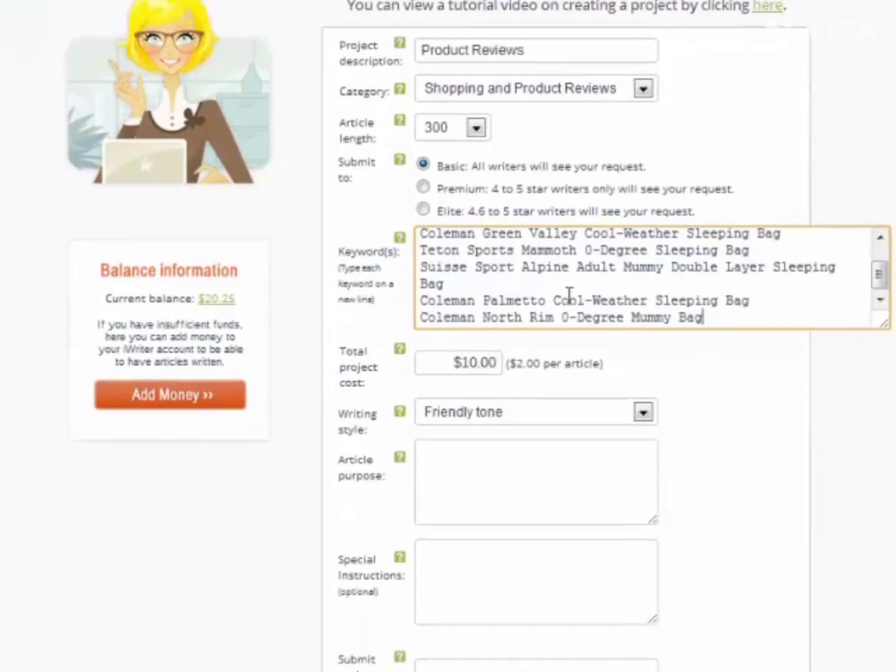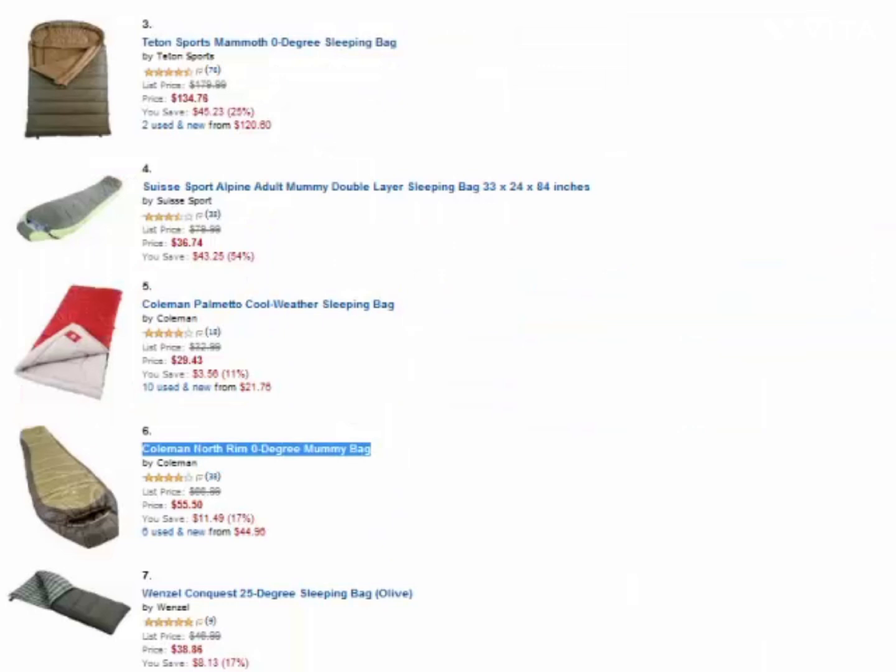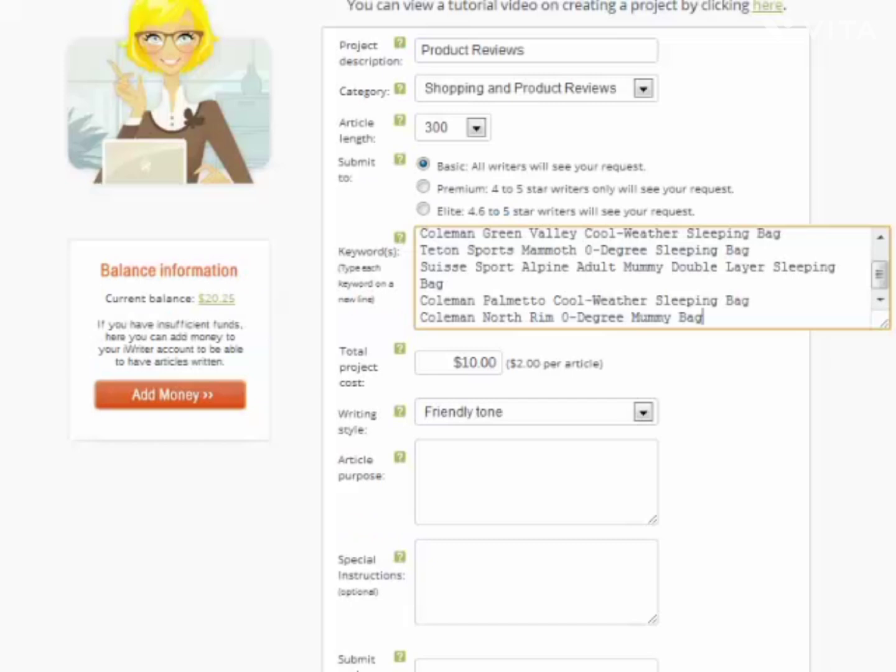So again, you just enter in the products you want reviewed. And again, I'm just going to do the Amazon bestsellers because those are the most popular ones, the ones people are actually out there buying. Friendly tone, I'm going to do more of a professional tone because I've done friendly tone. I don't like usually how people write that. Article purpose, I'm going to say review of products.